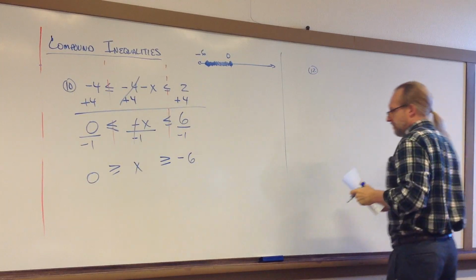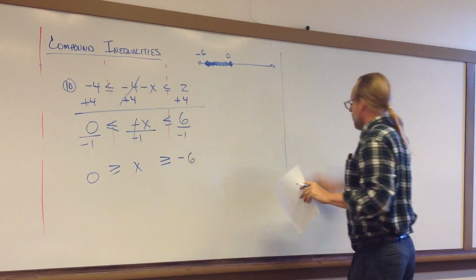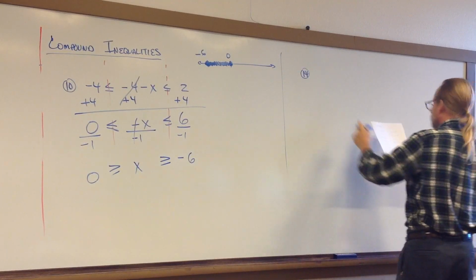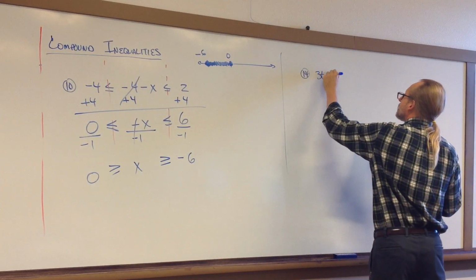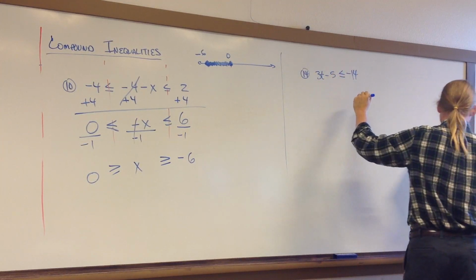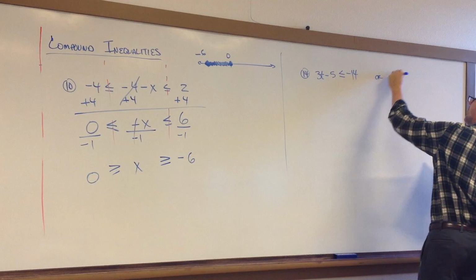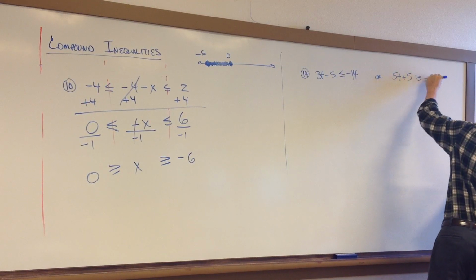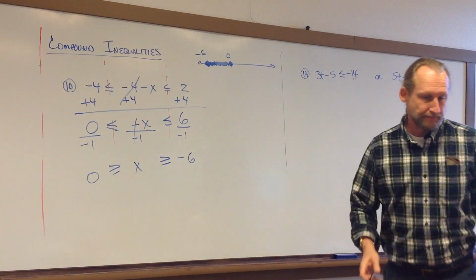So let's see here. 12. Oh, I did that as an example already. Okay, let's look at 14. So 14, 3t minus 5 less than or equal to -14, or 5t plus 5 greater than or equal to -5.